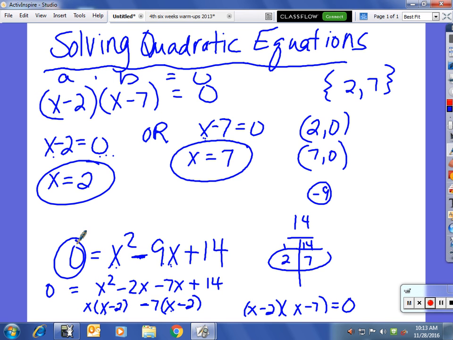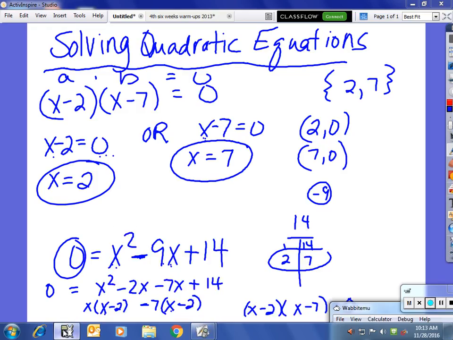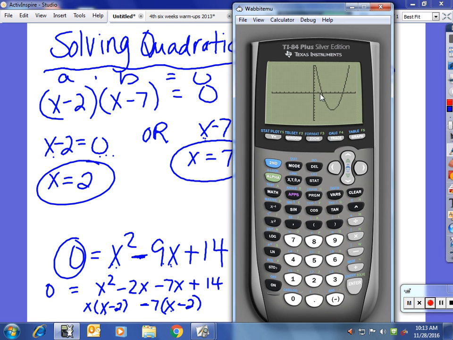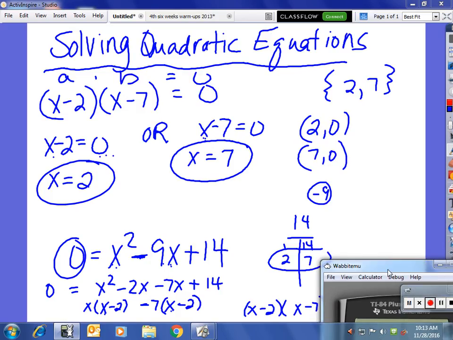No. We're finding two different x values. The y value we know is 0. We set the y value equal to 0. This thing happens to have two places where it equals 0. It equals 0 right here. That point right there is (2, 0). And it also equals 0 again right here at (7, 0). So it has two different values of x that make the y a 0.